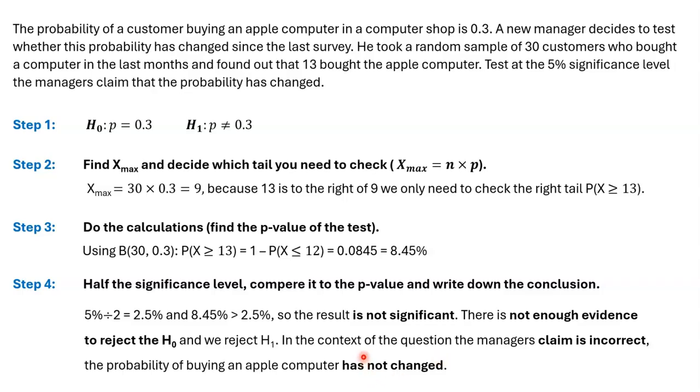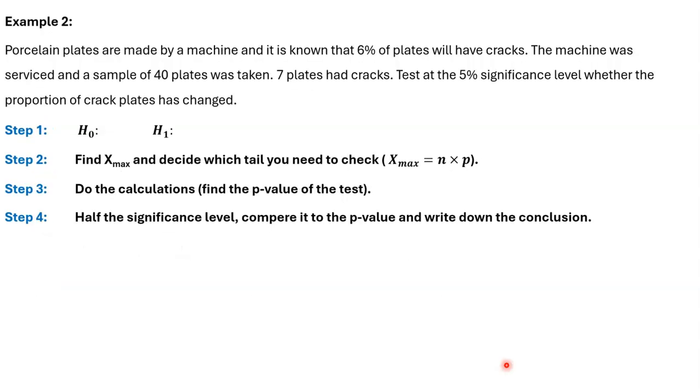In the context of this question, the manager's claim is actually incorrect and the probability of buying an Apple computer has not changed. So in the next example, you can pause the video and try to read the question and do all 4 steps on your own. Once you've finished them, we will go through them together and you can check if you've got the right answers. So let's start checking the answers.